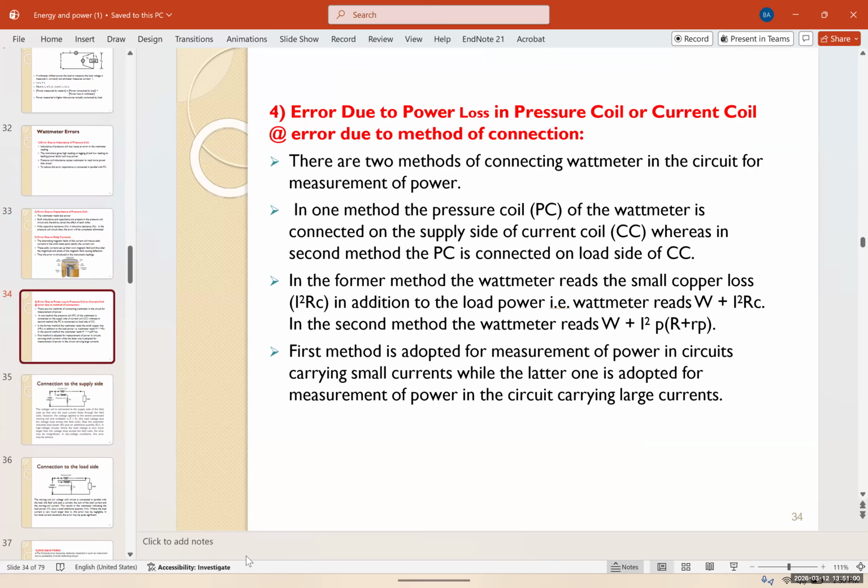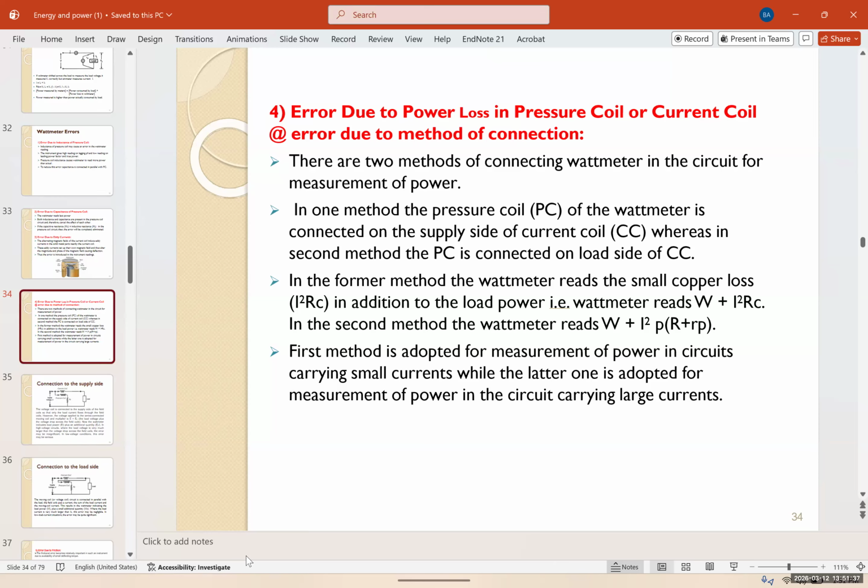And another error is the error due to power loss in the pressure coil or current coil, and error due to the method of connection as well. There are two methods of connecting a wattmeter in a circuit for the measurement of power. In one method, the pressure coil of the wattmeter is connected on the supply side of the current coil, whereas in the second method, the pressure coil is connected on the load side of the current coil.